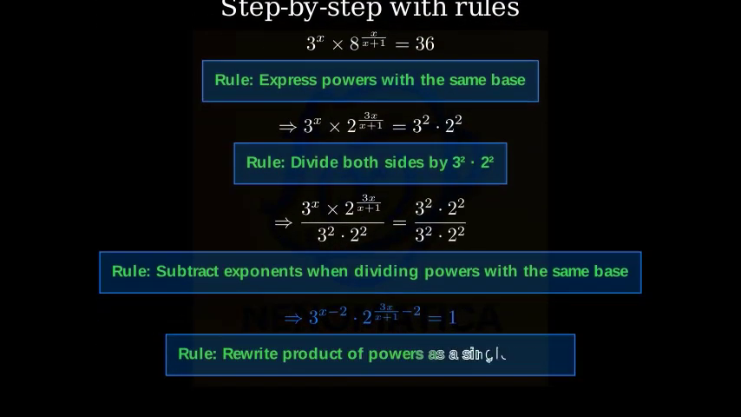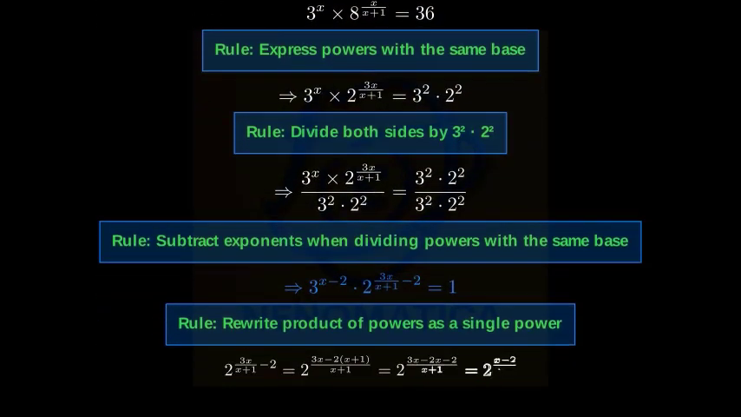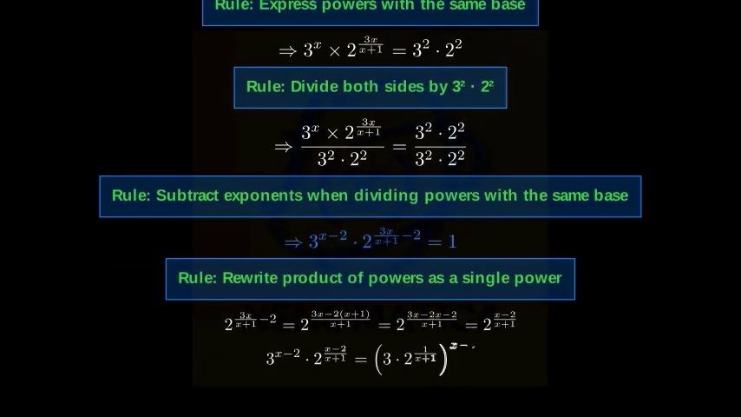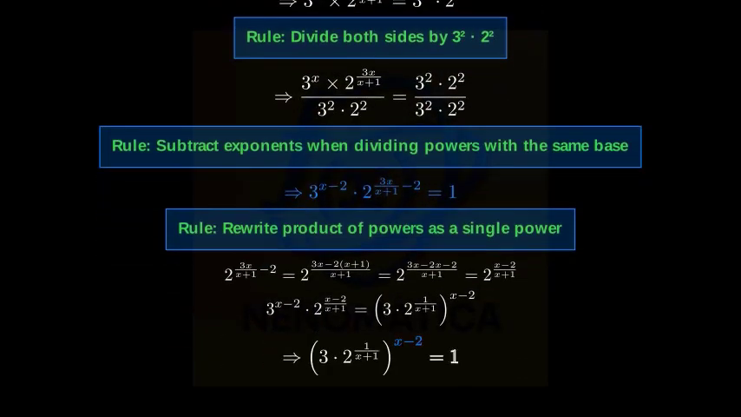Next, we'll manipulate the exponents to rewrite this as a single power. First, let's simplify the exponent of 2. 2 to the power of 3x over x plus 1 minus 2 can be rewritten as 2 to the power of 3x minus 2 times x plus 1 over x plus 1, which simplifies to 2 to the power of x minus 2 over x plus 1. This allows us to rewrite our equation as 3 times 2 to the power of 1 over x plus 1, all raised to the power of x minus 2.